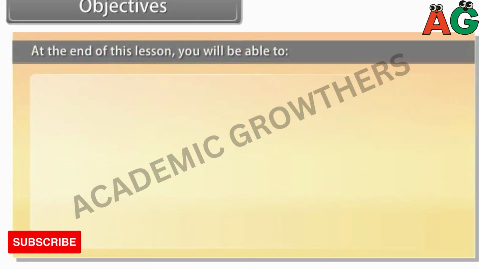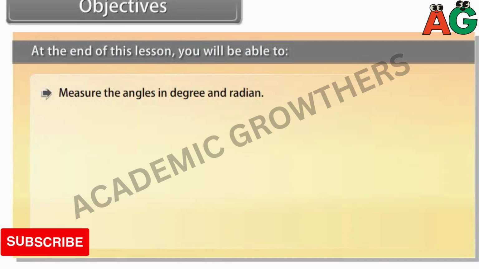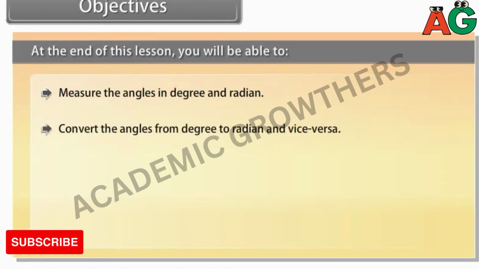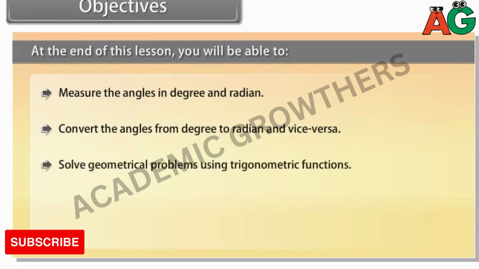Objectives. At the end of this lesson, you will be able to measure the angles in degree and radian, convert the angles from degree to radian and vice versa, solve geometrical problems using trigonometric functions, solve trigonometric equations.